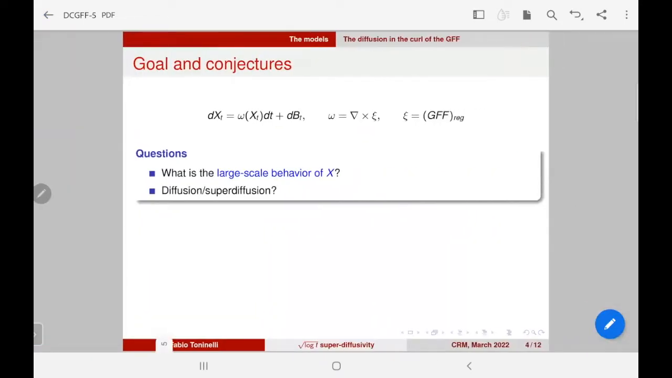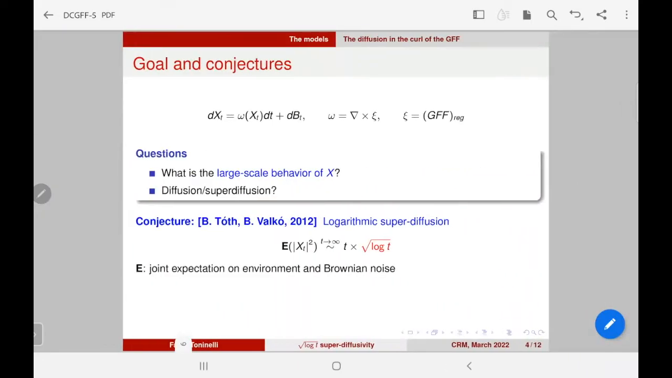Very good. So what are the questions? The question is about the large scale, especially large time, behavior of this diffusion. Actually, is it really diffusive on large times or large scales, or is it maybe superdiffusive? Well, I guess it will be superdiffusive. And actually, there was a conjecture.